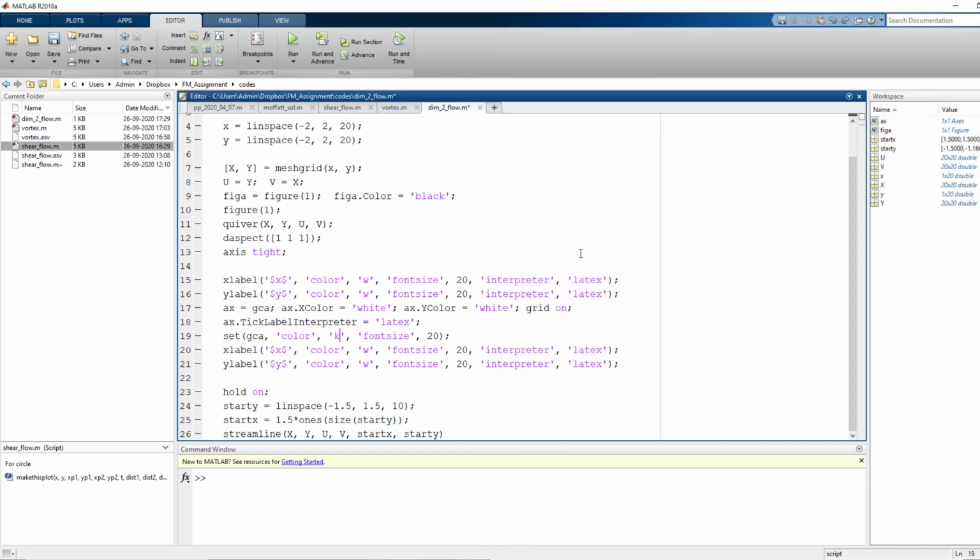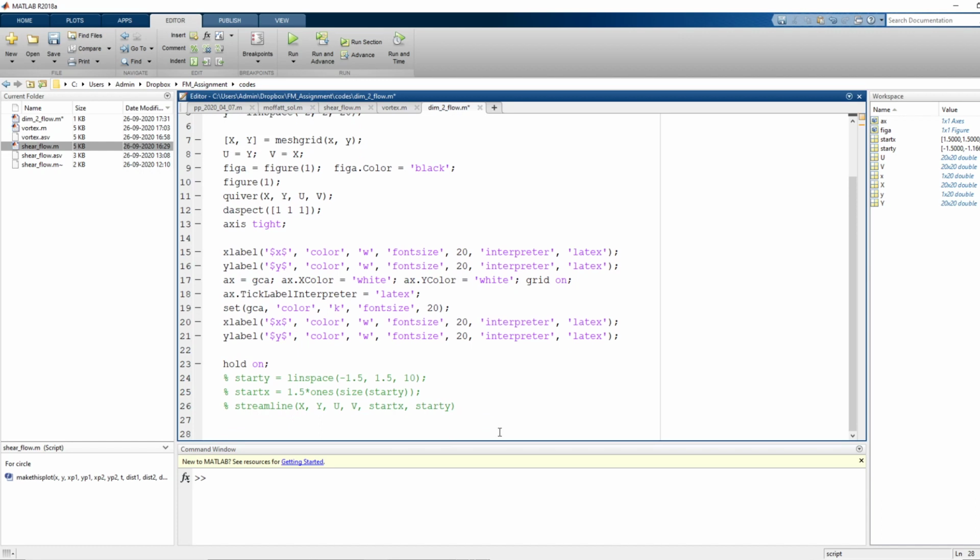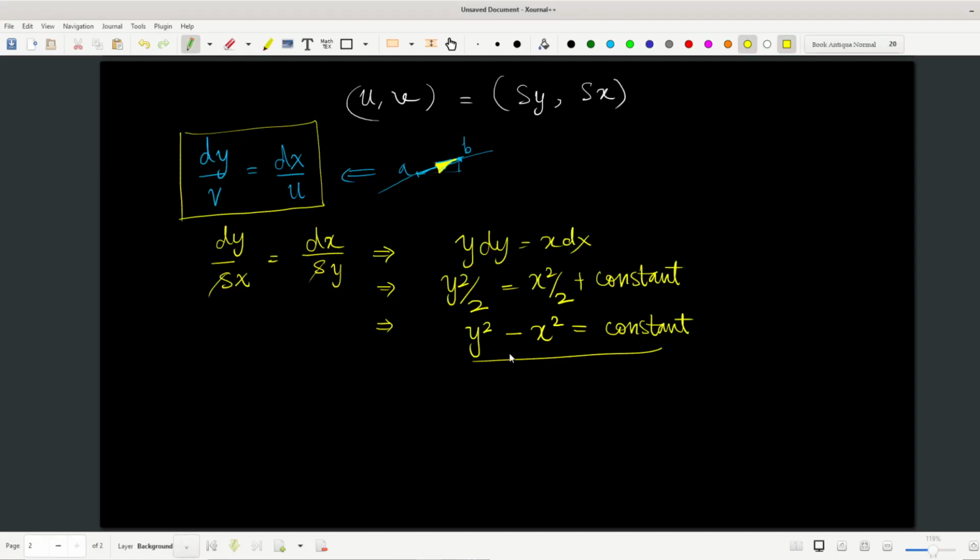Okay, so let me go back and actually not do it using numerics, but let me plot it. Let me define psi as the function. This function I can write down as phi equal to y square minus x square, or y square minus x square plus constant, right?